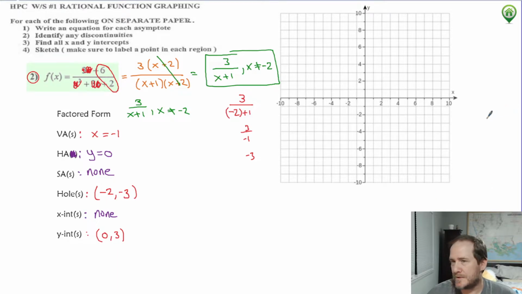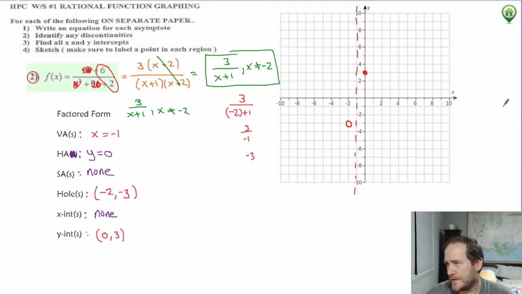All right, let's get plotting. We just said we have a vertical asymptote at -1, so you show that. We said that we have a hole at -2, -3. And again, make sure you draw that pretty big for me so that I can see it. We have a point 0, 3. So draw that nice and solid. And that's it. That's all we've got.